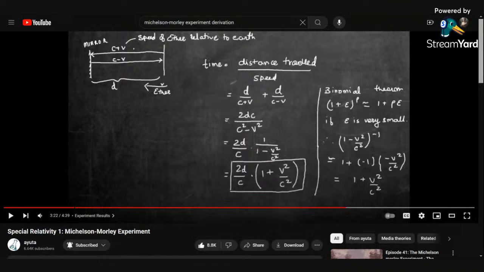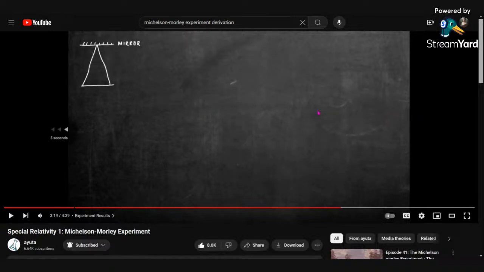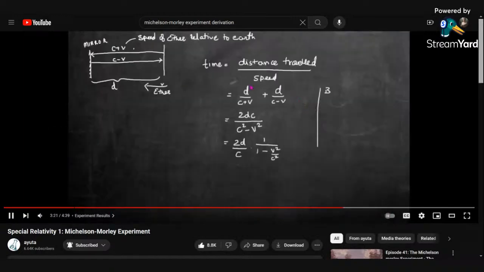So what is D? He's not telling us what D is, so this is useless. We need to find someone. Taken for the horizontal wave. So it says here, ether: time is distance traveled over speed. What distance traveled? D over C plus V plus D over C minus V. It looks like it's from the half mirror to the display. He says go there and back again.